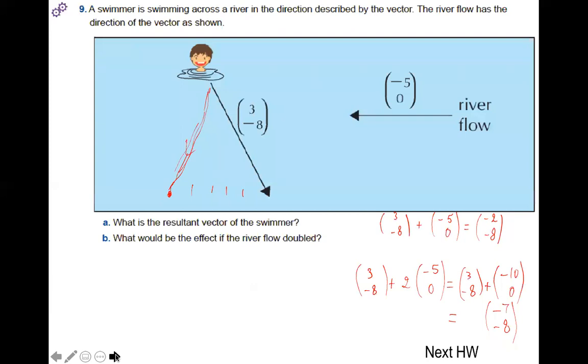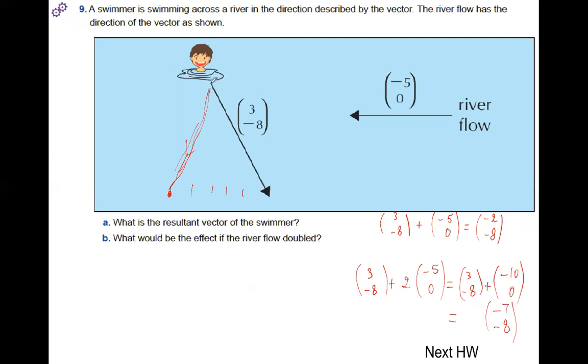Now we looked at this exercise. So that's where you could be using vectors in real life, for example. You can have a swimmer being represented by the force he's using to swim his way across a river, but the river has a current that can be represented by another force going in that direction. So the resultant force would just be the swimmer vector added to the river flow. And we did that and we ended up with -2 and -8.